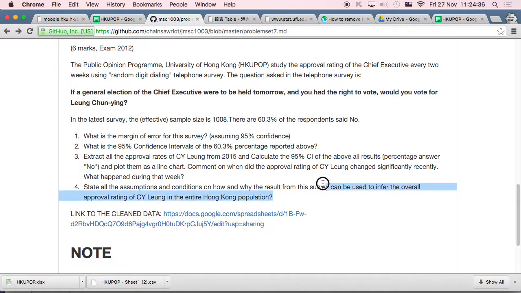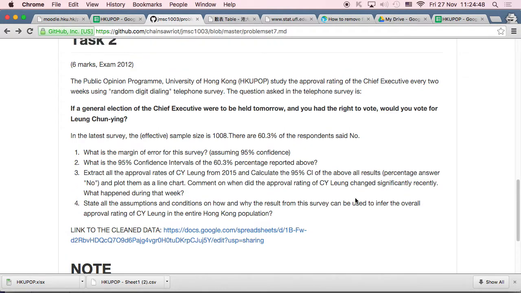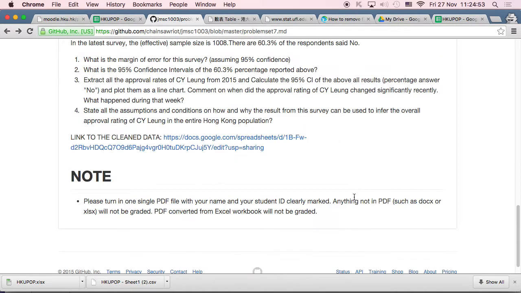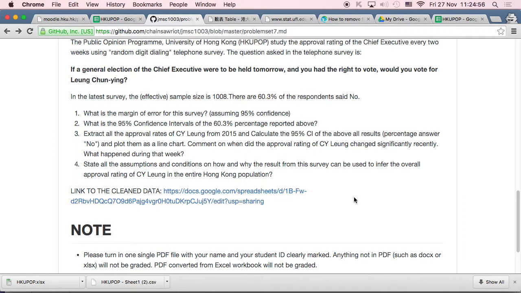So finally, state all the assumptions and conditions on how and why the result from the survey can be used to infer the overall approval rating of CY Learn. It's just the assumption of the central limit theorem. The assumption of the central limit theorem says that your sample needs to be a representative sample. Representative sample meaning random sample, actually. Okay. Everyone has the equal chance of being selected.